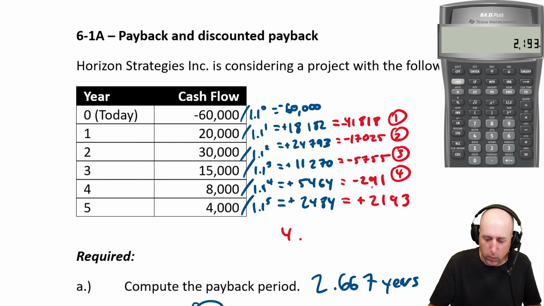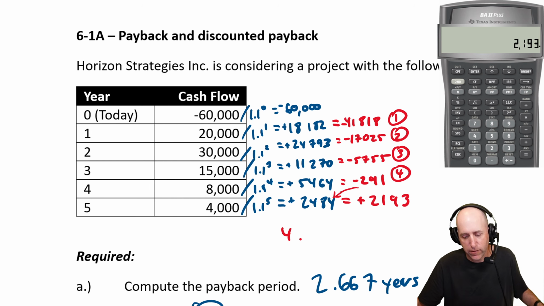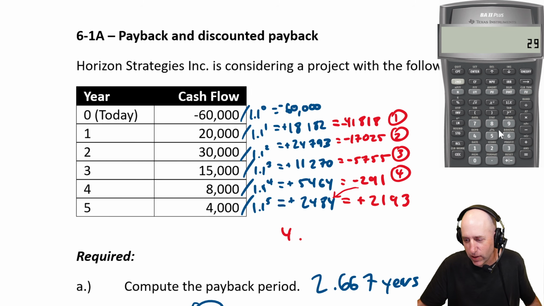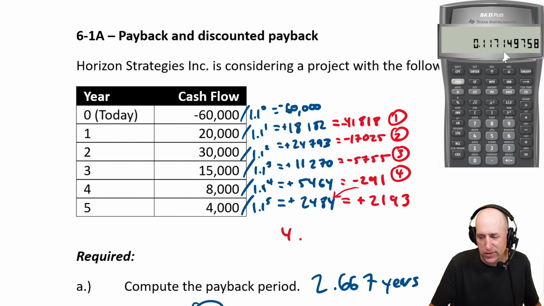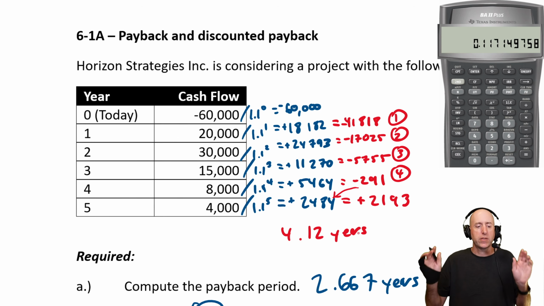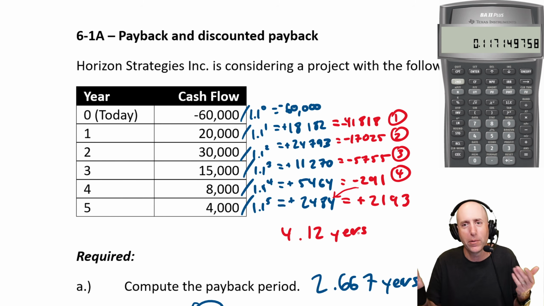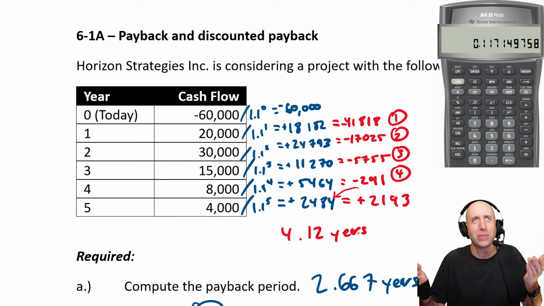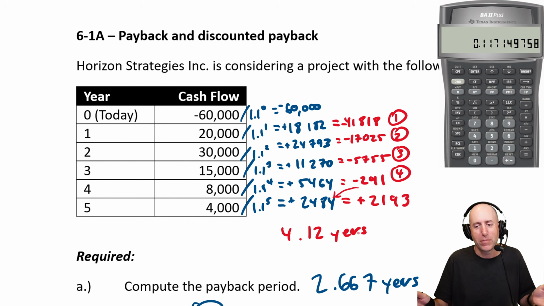You take 291, divide by the discounted cash flow of that year to figure out which fraction of the year you're going positive in. So 291 divided by 2,484 says 0.117. So let's call it 0.12. So 4.12 years. We're being overly precise for something that's going to happen 4 years from now. Will it be exactly 4.12 years? 0.1 of a year is about a month. 4 years and 1 month.